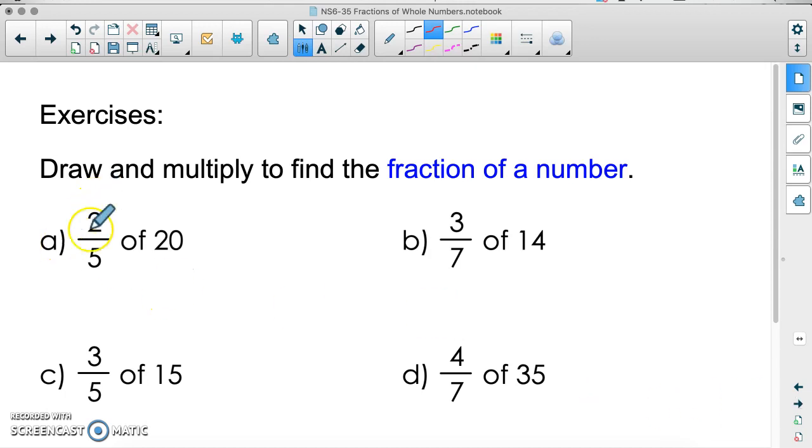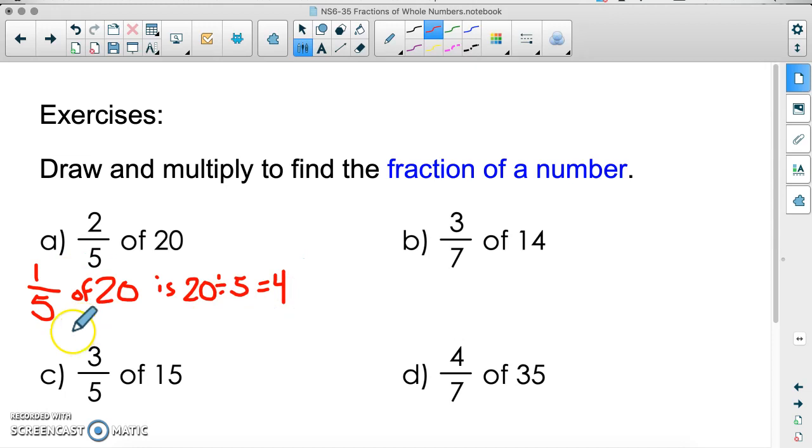So let's do 8 together. So 2/5 of 20. So we know that 1/5 of 20 is 20 divided by 5, which equals 4. So we then can figure out that 2/5 of 20 would be 2 times 4, which equals 8. So 2/5 of 20 is going to equal 8.